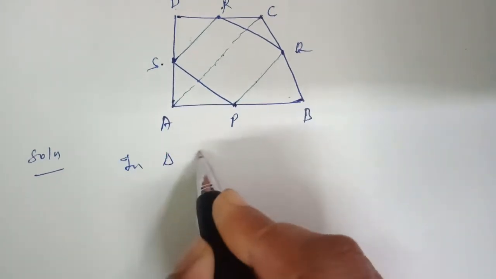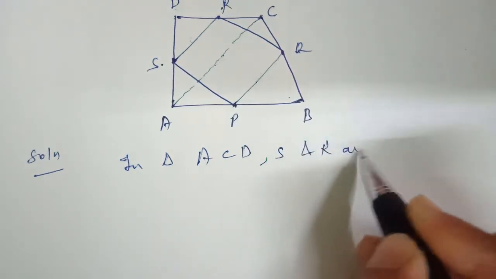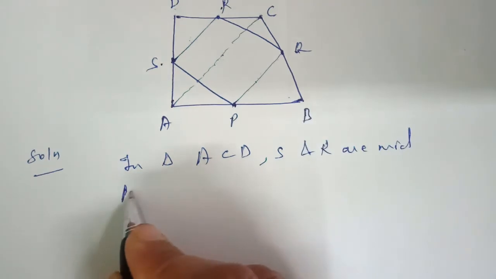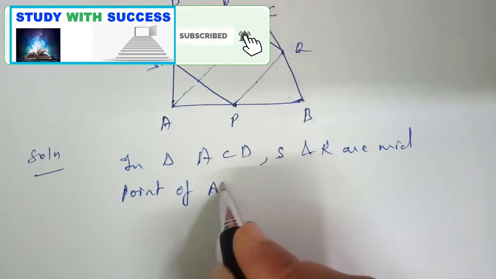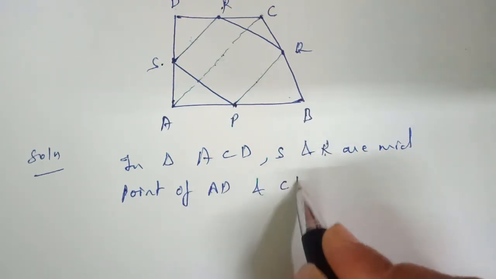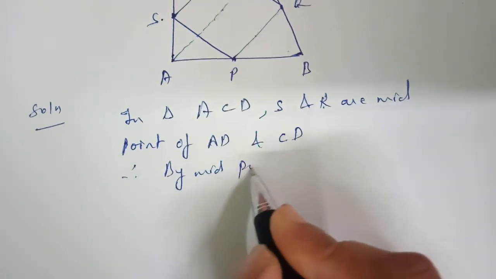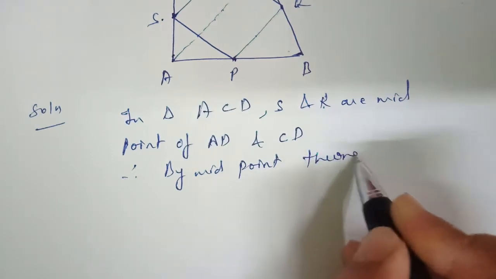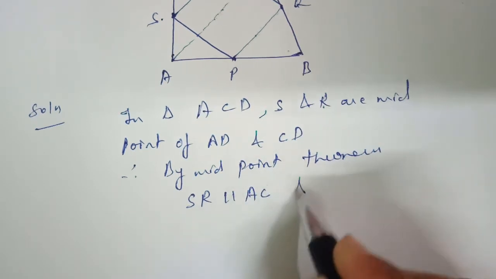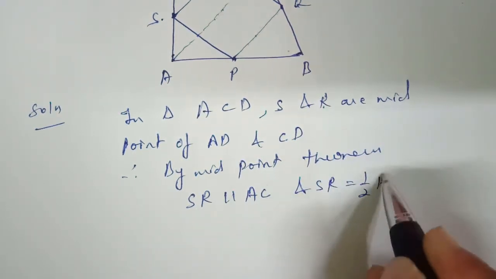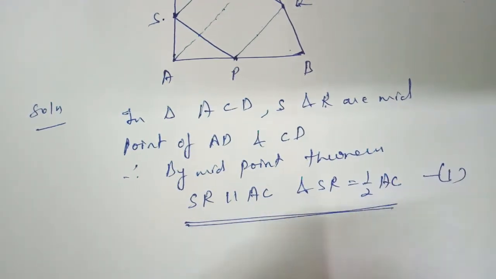In triangle ACD, S and R are midpoints. We have to mention the sides. S is the midpoint of side AD and R is the midpoint of side CD. Therefore, by the midpoint theorem, we will get SR parallel to AC and SR equal to half of AC. Let this be equation number first, and underline it because this is the first part which we have to prove.